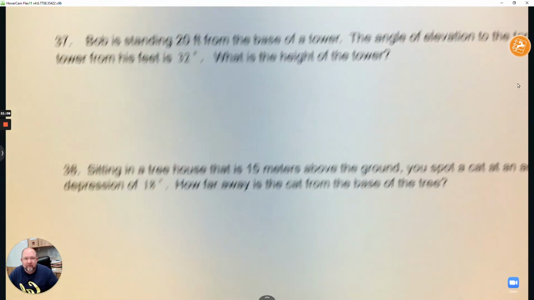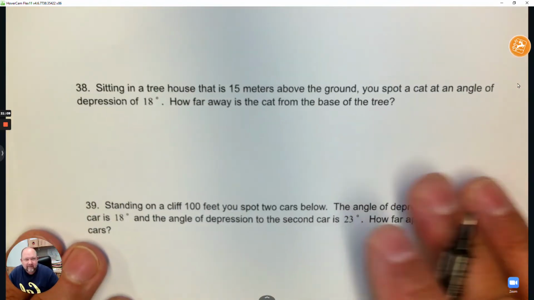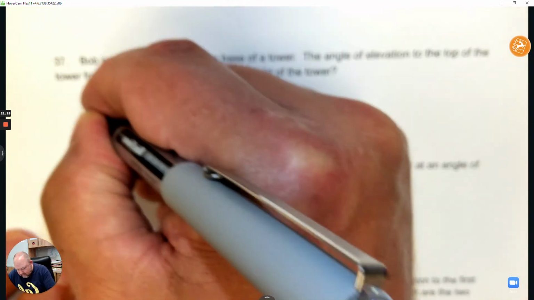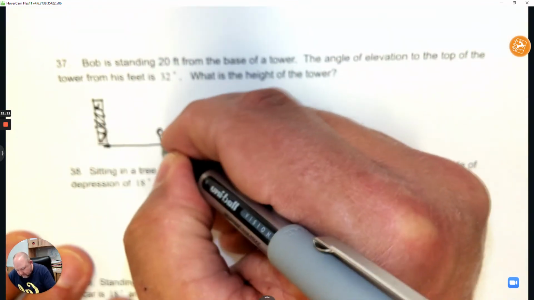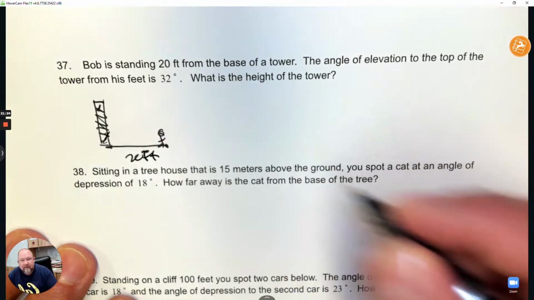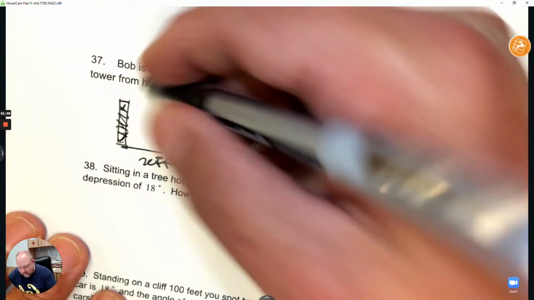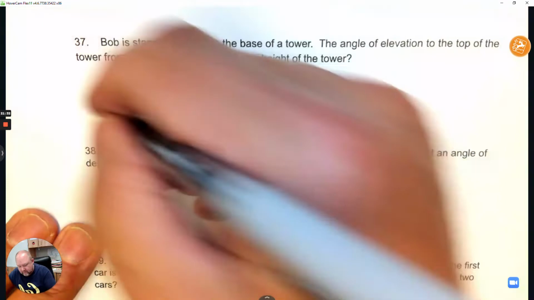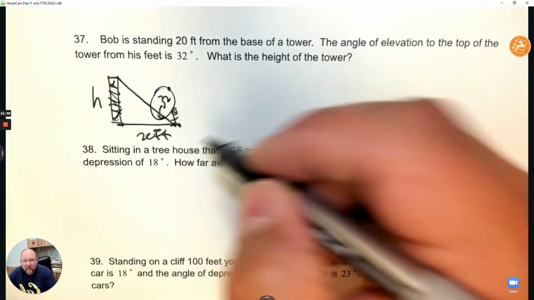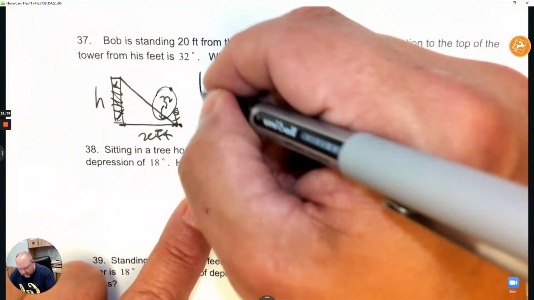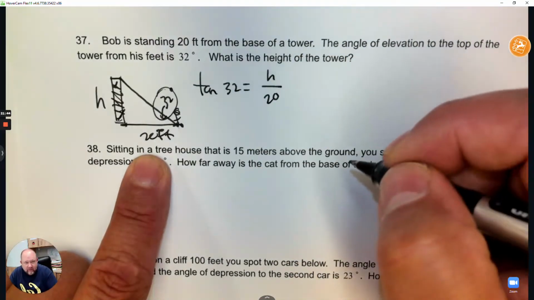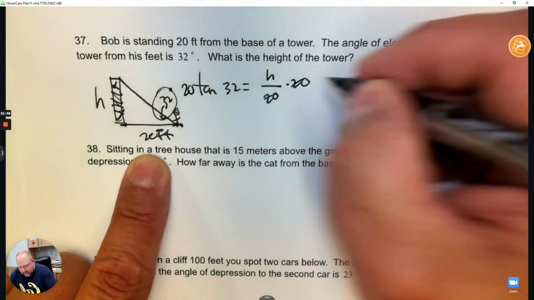All right, last page. These are some stories. Bob is standing from the... Oh, there he is. Bob is standing 20 feet from the base of a tower. So there's my tower. There's Bob, and he's standing 20 feet from the base of that tower. The angle of elevation to the top is 32 degrees. So that's 32 degrees. And it says, what's the height of the tower? So looking at the angle, it's opposite over adjacent. So we write down tangent. And then solve it. So we're going to multiply by 20 and then use our calculator.